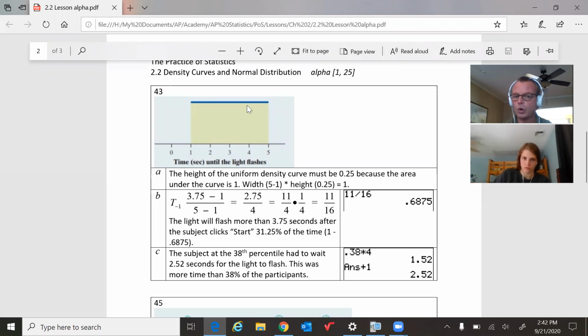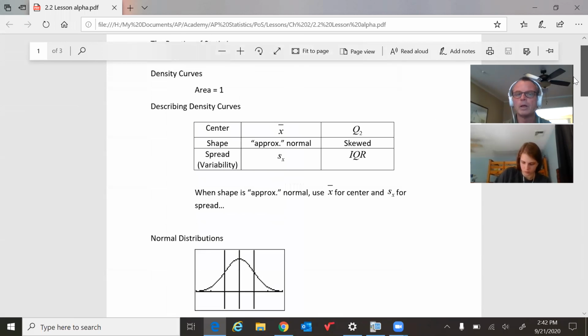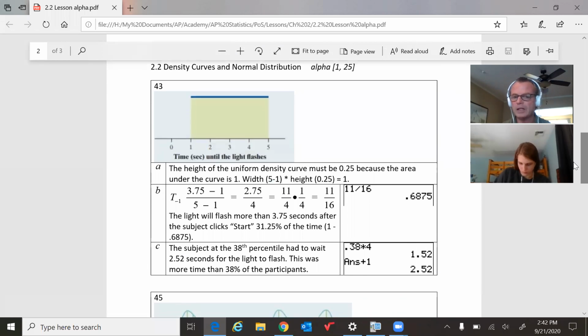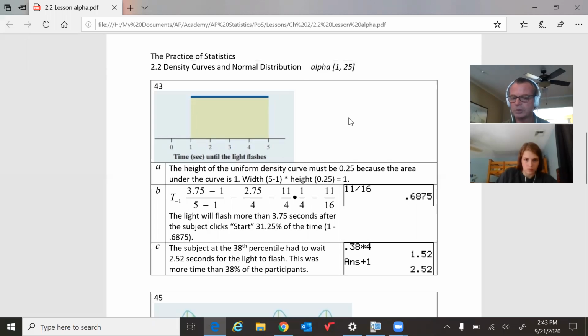So the question is, what's the height of this density curve? Well, we told you up here, the area is 1. So if the area is 1 and the base is 4, what do you multiply 4 by to give you 1? The height must be 25 hundredths. So the dimensions of this density curve are a base of 4 and a height of 25 hundredths, which makes this shaded area have an area of 1. Okay, so that was pretty straightforward.